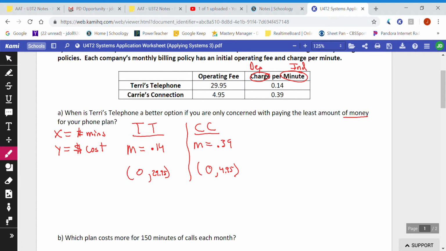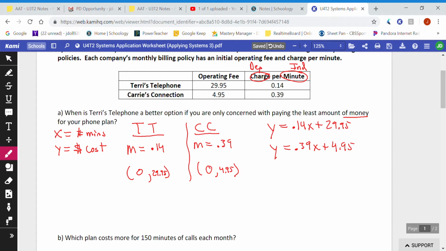So let's write our systems here. For Terry's, it's going to be y equals 0.14x plus 29.95. And for Carrie's, it's going to be y equals 0.39x plus 4.95. So it's great that we've written this system, but it doesn't tell you the answer directly. The system says, when is it going to be better? So what we actually have to do to make that determination is find the point where the relationship changes.